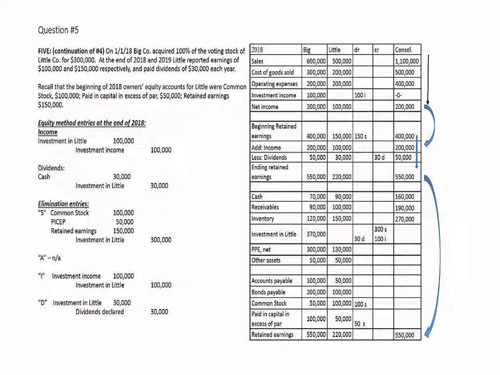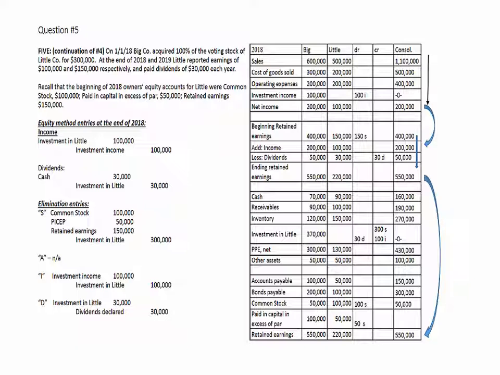Now we can start working through our assets and liabilities. Again, cash, receivables, and inventory we simply add across with no adjustments. Our second check figure is that the investment in Little account has to go to zero. If when we add across the investment in Little row, that doesn't equal zero, then we've obviously made a mistake somewhere and we have to go back and double check either our elimination entries or how we posted them. The remainder of our assets we simply add across. Likewise with our liabilities, we simply add across with no adjustments.